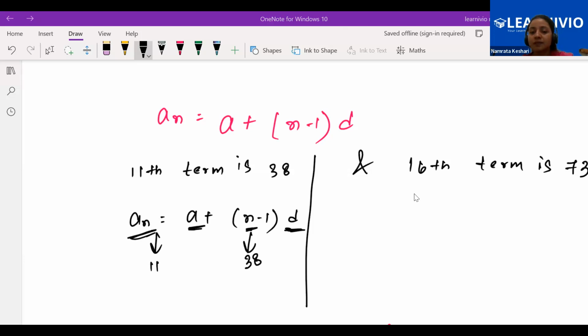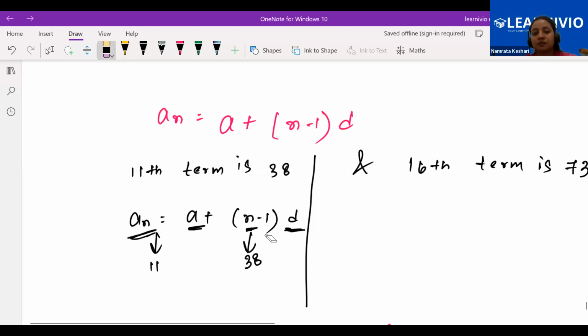Ma'am, for the second equation, it's A plus 15D minus 73 equals 0. Ma'am, for the first equation, it's A plus 10D minus 38 equals 0. Yes, Ziana, what you were saying. For the first equation, isn't AN 38 and N 11?